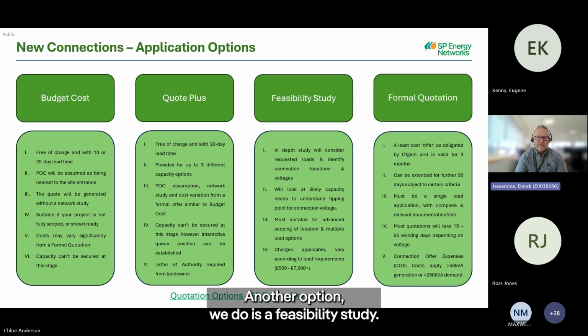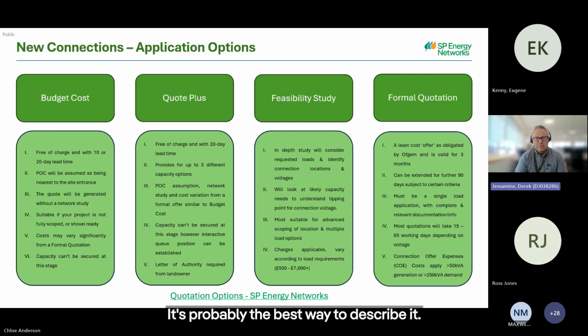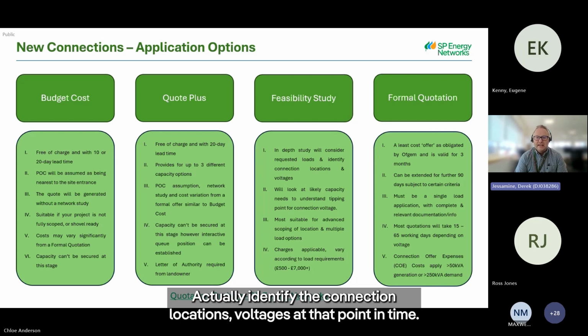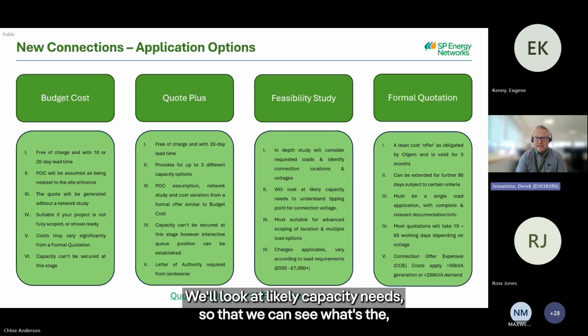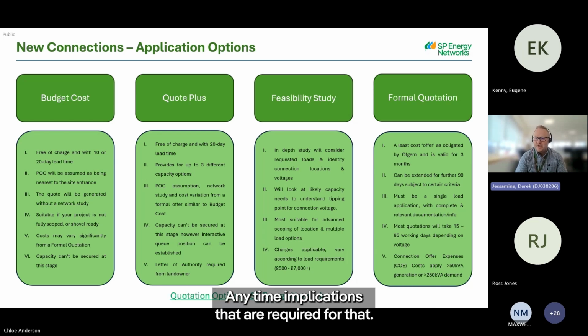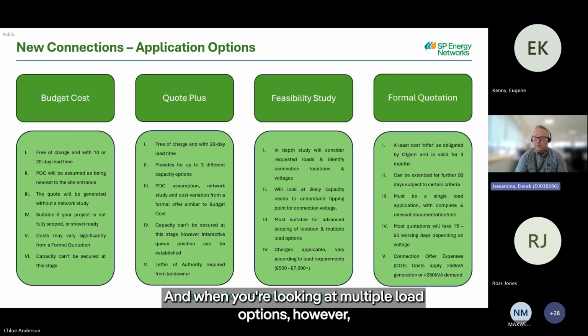Another option we do is a feasibility study. It's like a Quote Plus, but with more detail, is probably the best way to describe it. We'll carry out an in-depth study. We'll look at requested loads, actually identify the connection locations and voltages at that point in time. We'll look at likely capacity needs, so that we can see what's the tipping points, what's going to trigger reinforcement, what's not going to trigger reinforcement, any time implications that are required for that. It's most suitable for advanced scoping, and when you're looking at multiple load options.